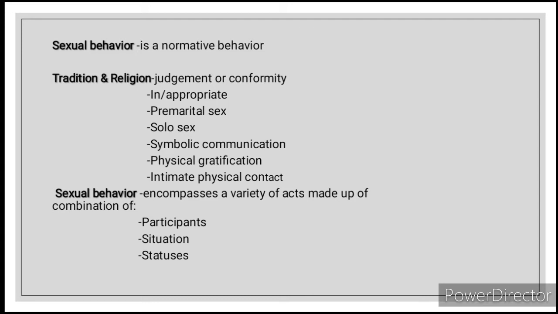Symbolic communication. People learn norms governing sexual behavior through the interaction of socialization with other people. It might be that we learn from our families, friends, or in school. Sexual relationships offer more than physical gratification to participants. They also fulfill the desire for physical contact and communication. Sexual behavior encompasses a variety of acts made up of a combination of participants, situations, and statuses.